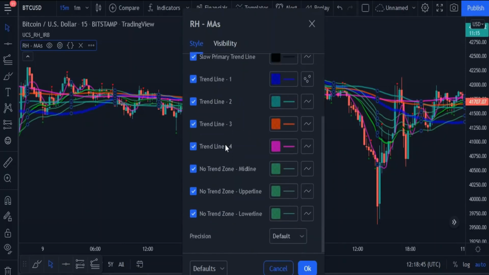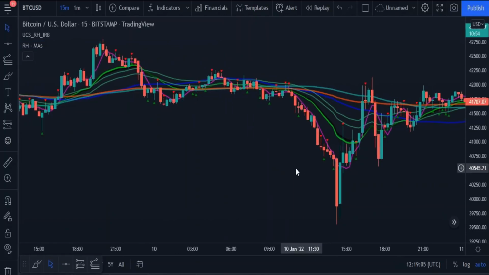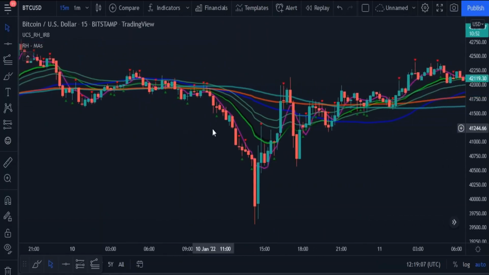Remove the fast speed line. And remove trend line 4. And the lower line. You can also change this to a normal line. And click OK. Now our chart is ready to apply what we learned earlier, just try to focus a bit and everything will be fine.